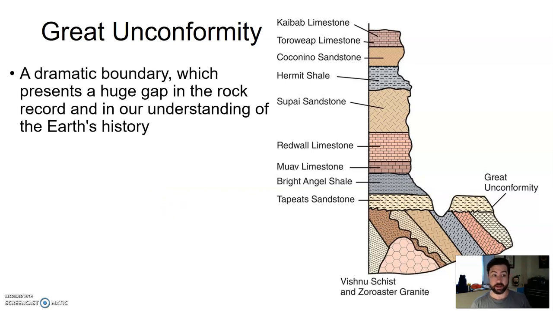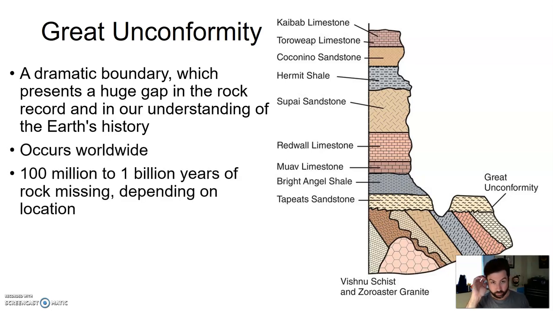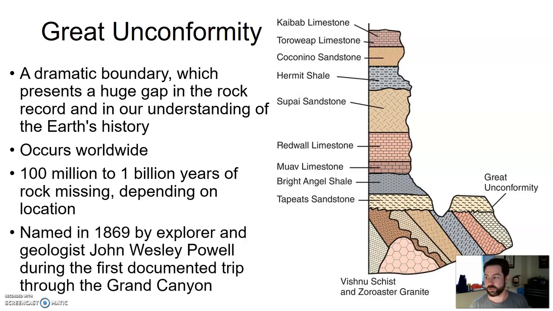It's actually a dramatic boundary which represents a huge gap in the rock record and our understanding of Earth's history, because that missing information is worldwide. Something weird was going on. We just have a big gap in time. In some areas of Earth, 100 million years are missing. In other areas, up to 1 billion years of rock information is missing, depending on your location.